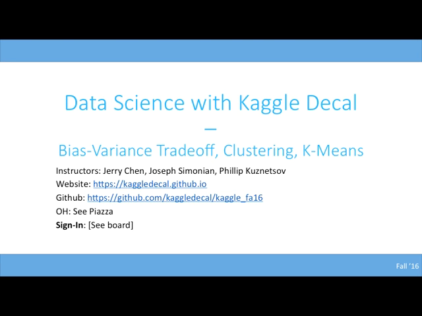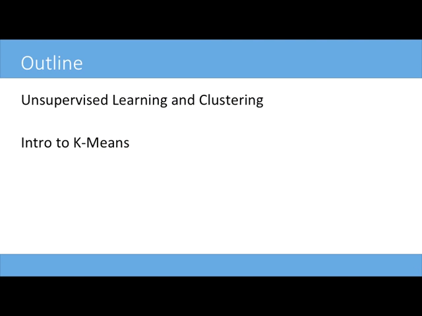So, cool. Today, I'm going to be talking about... Oh, actually, I realized I made a mistake on this slide. But I'm not talking about bias variance straight off. That's for Joseph next week. But I will be talking a little bit about unsupervised learning, but mainly focusing on the tasks of clustering and k-means. So, basically, here's a quick outline for the lecture today.